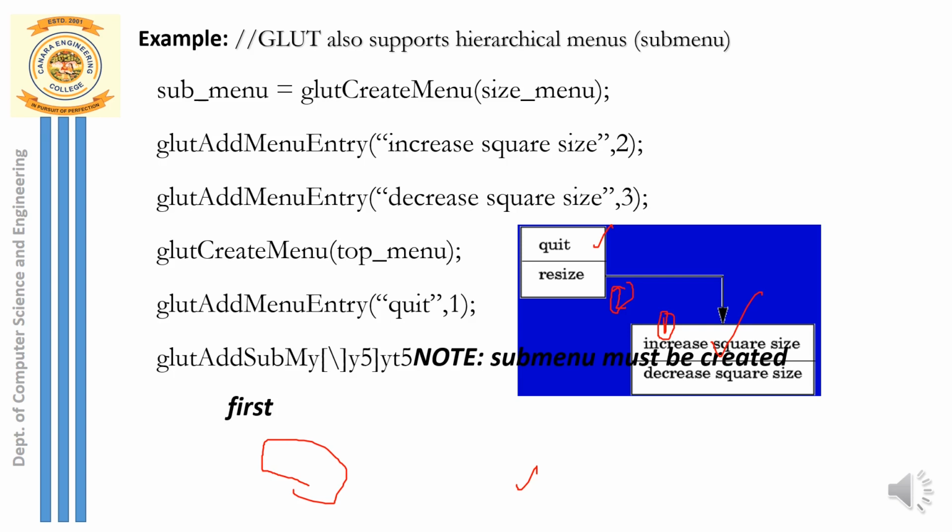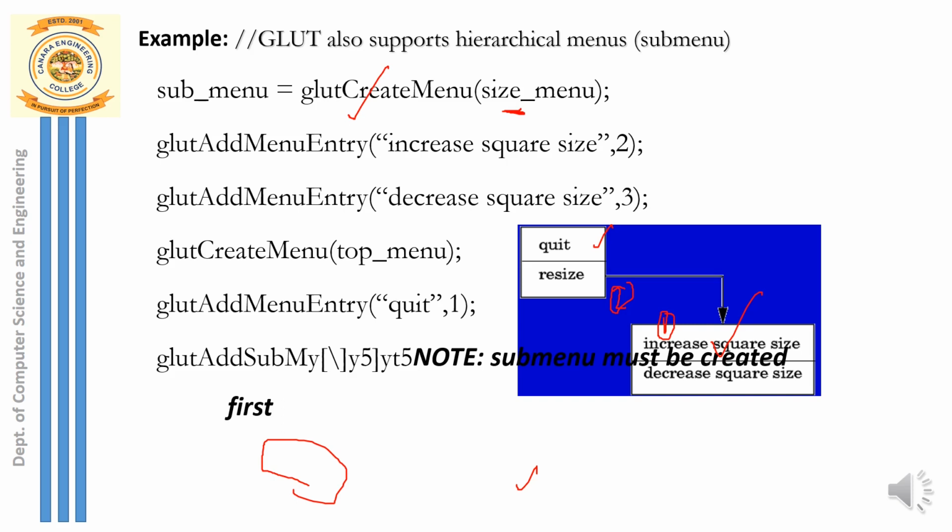You can see here, resize is an option that you have assigned, and the moment you click on resize, the sub menu should appear, which contains two entries: increase square size and decrease square size. So first let us create this sub menu. Call the function glutCreateMenu, the same function, but this time you call a new function called size menu.